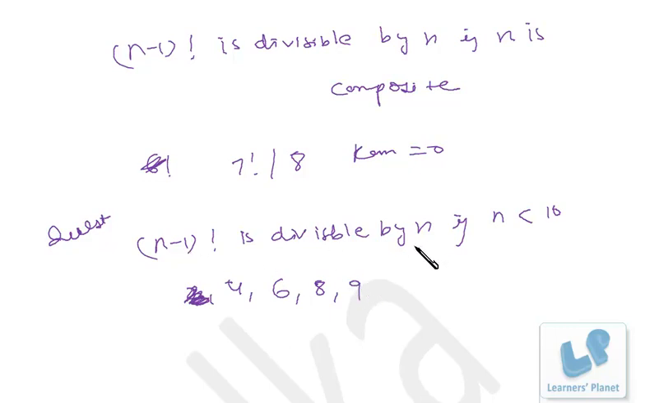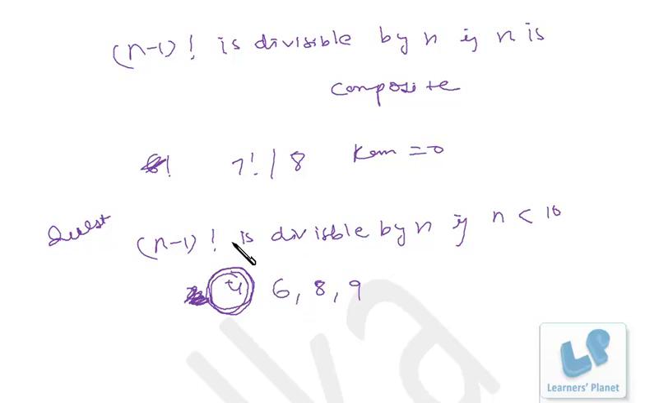Yes? No, friends. There is an exception to this rule, that is number 4. Okay, the only exception is number 4 out of the entire series, right? 4 minus 1 factorial is not divisible by 4, right? 4 minus 1 factorial is what? 6, and 6 is not divisible by 4. Otherwise, all the remaining numbers are true for this statement, right?